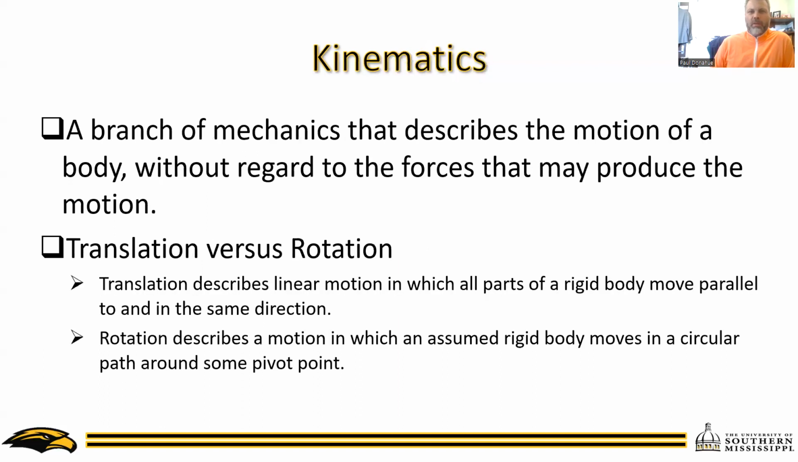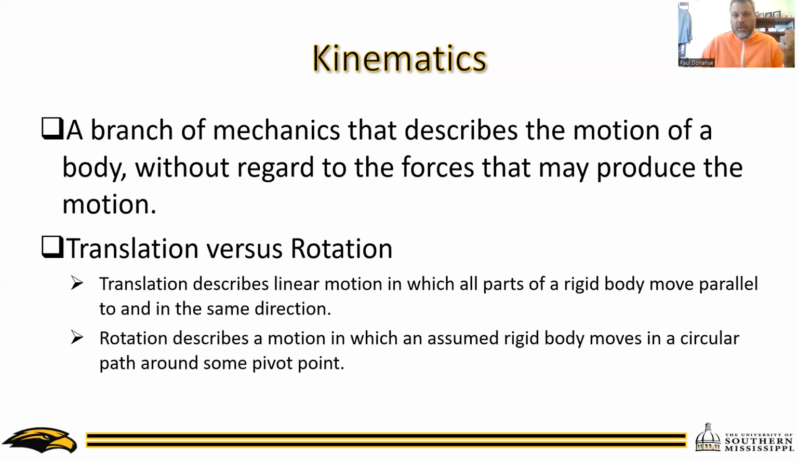One of the first things that we need to understand is this idea of kinematics. Kinematics is a branch of mechanics, and biomechanics and engineering in general. When we talk about kinematics, we're talking about describing motion without regard to what is producing that motion, and force is what produces that motion. We can get into that a little bit later on, but for now, just understand that we're describing motion. And when we talk about the description of motion, we have two main ways that we can do this.